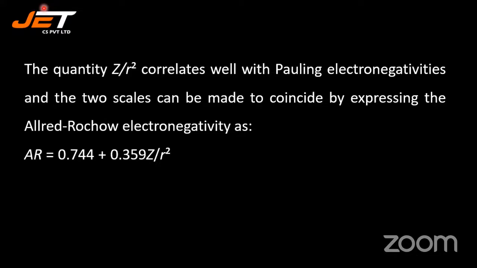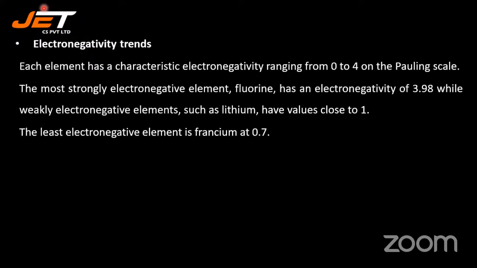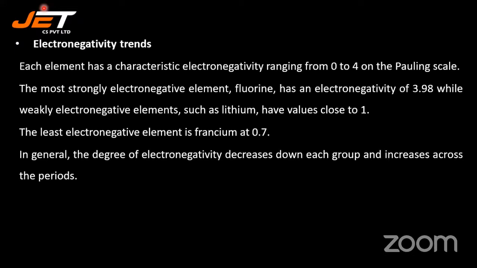Okay, so these are the different other formulas. If you can remember, it's fine. Allred-Rochow electronegativity scale. If you can't remember, then also it's fine. So electronegativity trends, these are very important. Each element has a characteristic electronegativity ranging from 0 to 4. What I have taught you on the Pauling scale. How you are getting that value? If you are quite interested, you can calculate for nitrogen or for hydrogen or whatever you feel like.